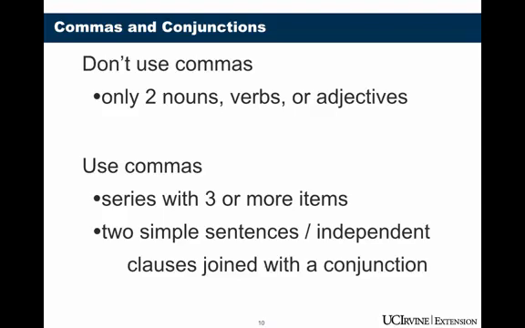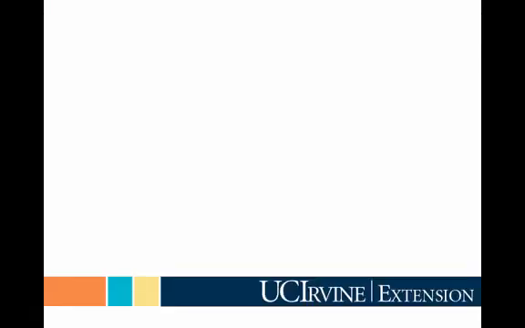And you do use a comma when you have 2 simple sentences, we can call them 2 independent clauses, joined with a conjunction. That makes a compound sentence, and you do need a comma before the conjunction. Watch the video again or do some practice exercises.